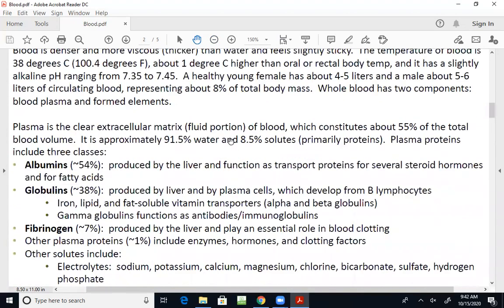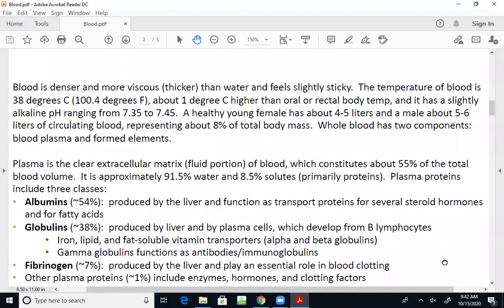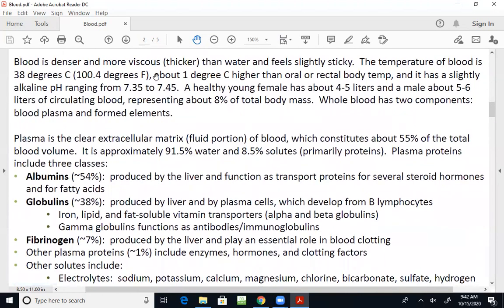All right, so just kind of reading through here. Blood is described as more dense or denser and more viscous. Viscous refers to the thickness of a fluid. In this case, more viscous means it's thicker, and we're comparing it to water, so it's thicker than water. Has a slight sticky feel to it. Temperature is about 38 degrees Celsius or 100.4 degrees Fahrenheit, which is about a degree Celsius higher than oral or rectal body temperature. Has a slight alkaline or basic pH ranging from 7.35 to 7.45.